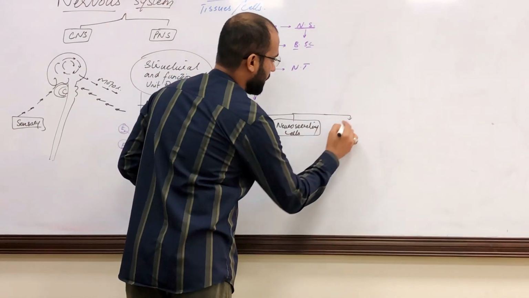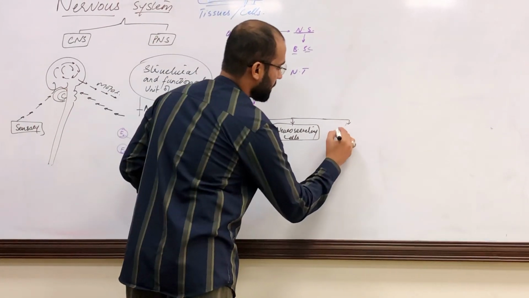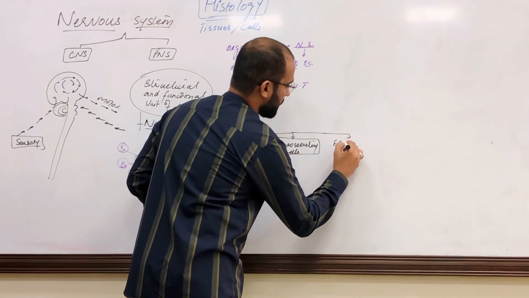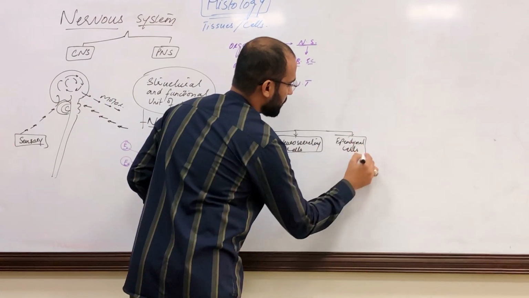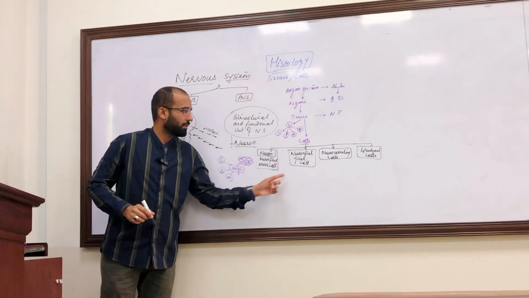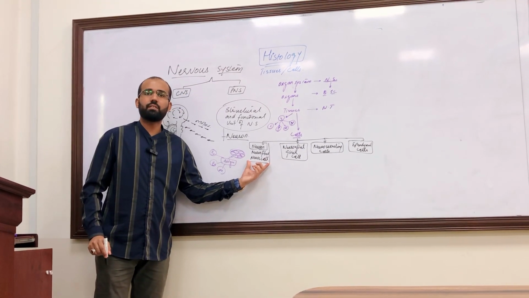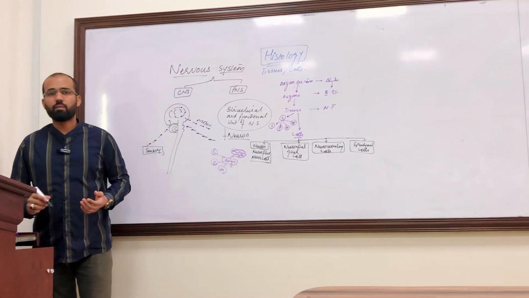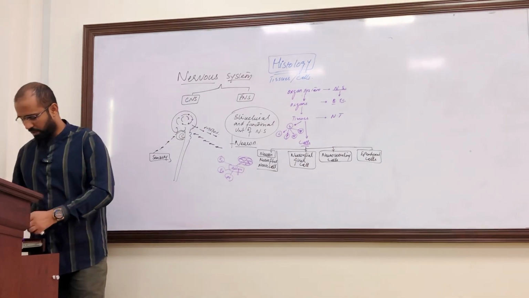And the last one is, yes, anyone has an idea? Ependymal cells. We are not going into detail. I will briefly discuss all of them, but the major topic we will discuss is the neuron, its structure, its classification, and its components.